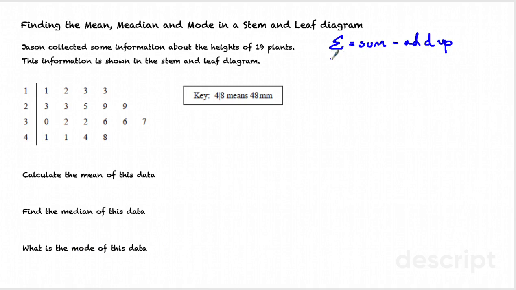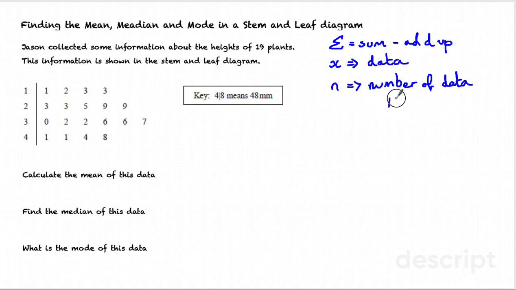So I'm just going to note down some of the things we need to remember when calculating these measures. First is this symbol. This is to sum or add up. X represents our data points. N is our number of data, and here it's 19. We were given 19 plants. We could find that by counting the number of data points we've been given.